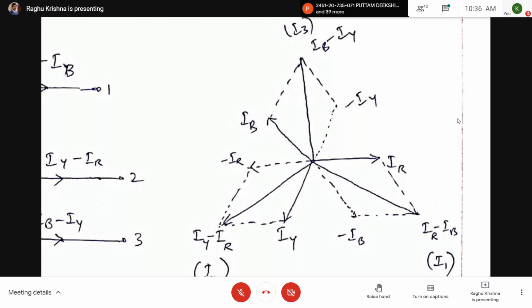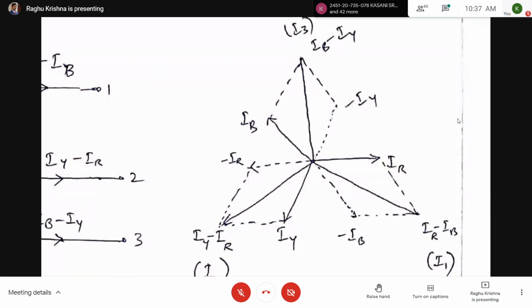So I have drawn IR. Then, with 120 degrees in the clockwise direction... the phasors will be rotating in the anti-clockwise direction. After R phase you are going to get Y phase. So we are following the phase sequence of RYB. Note this point, we are following the phase sequence RYB.